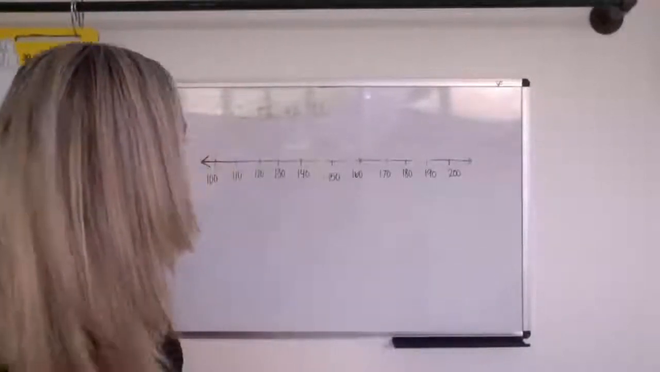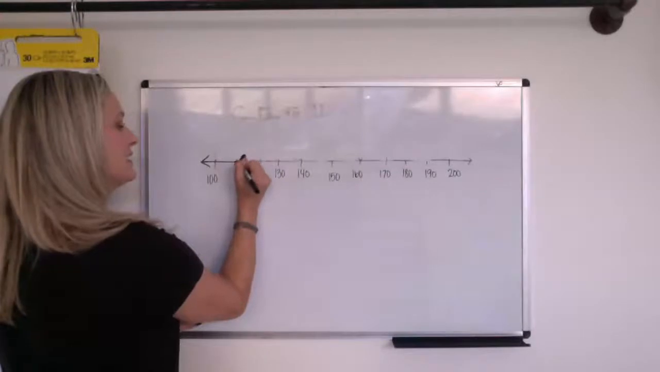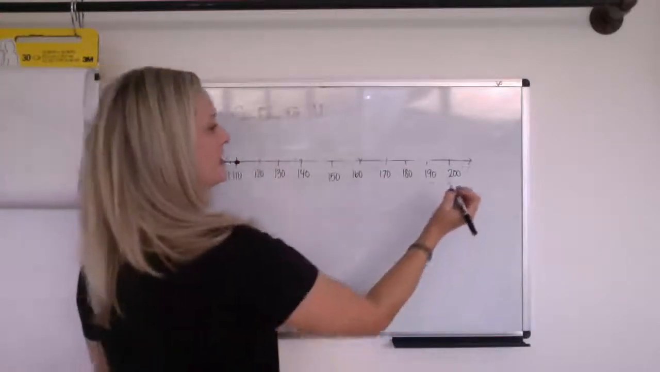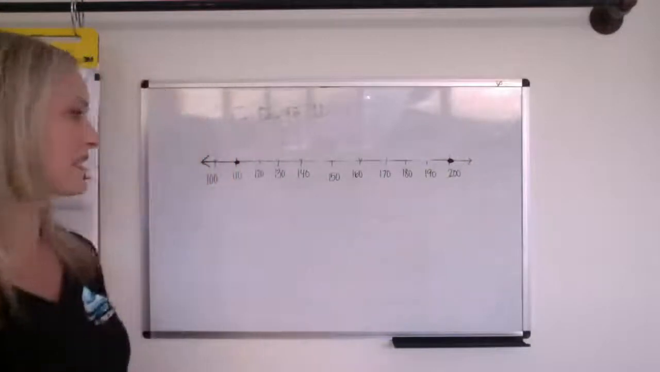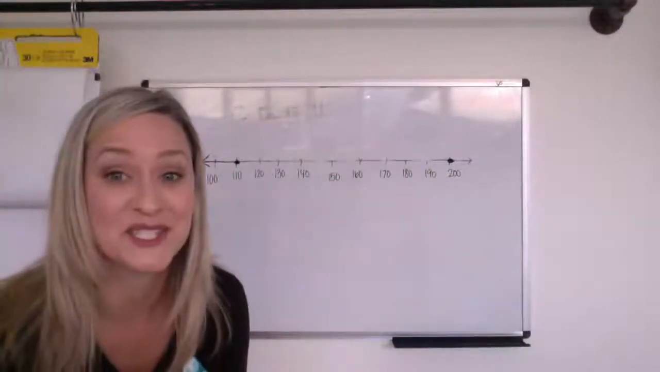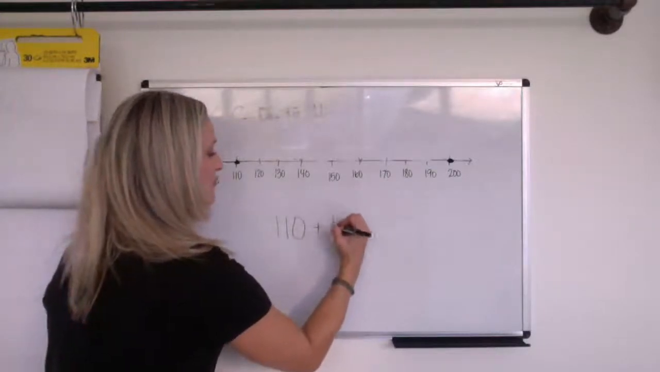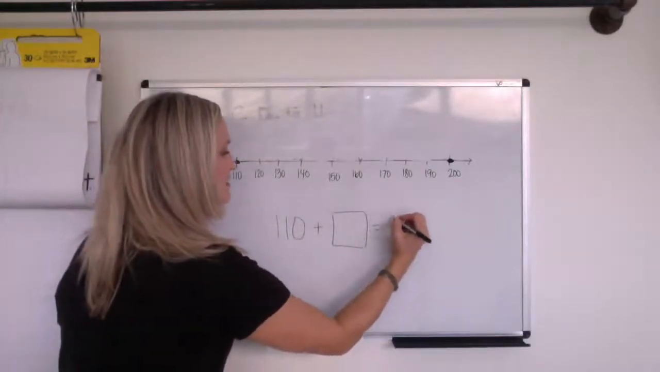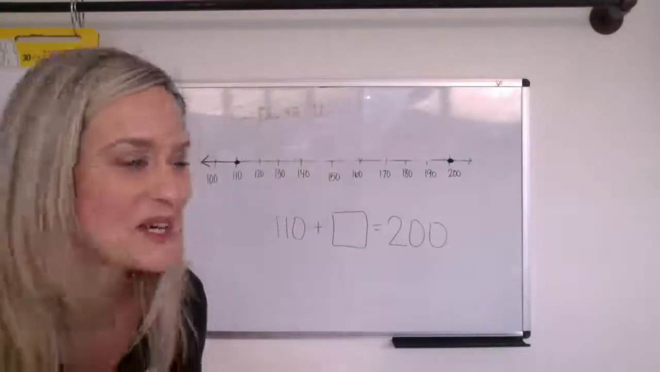Here's your starting number, 110, and your ending number is 200. Okay, 110 to 200. 110 plus what makes 200? All right, hit pause. Figure out your very best strategy.